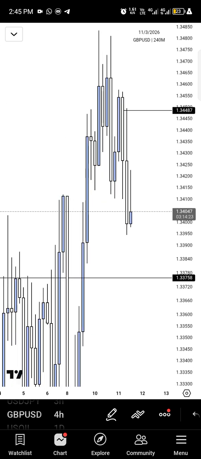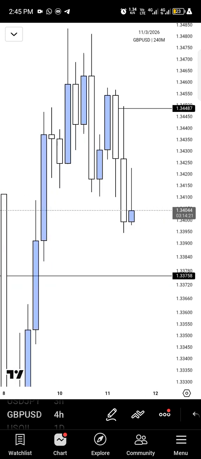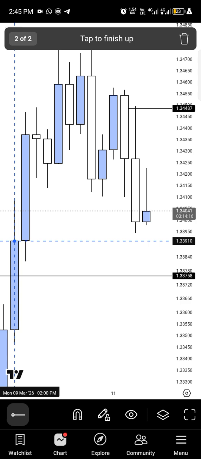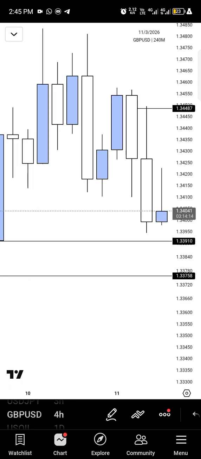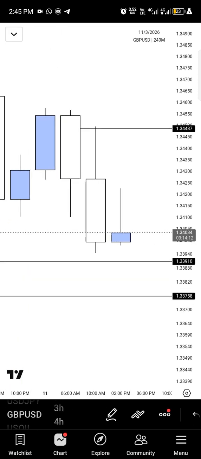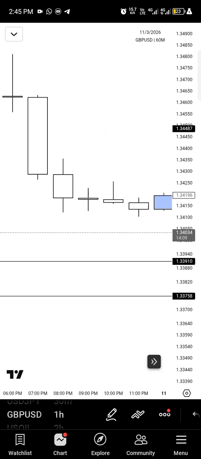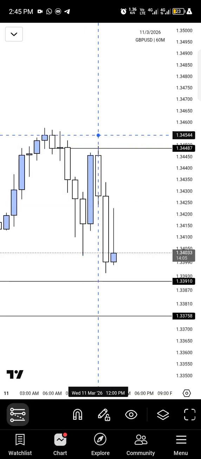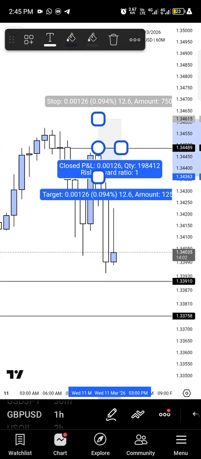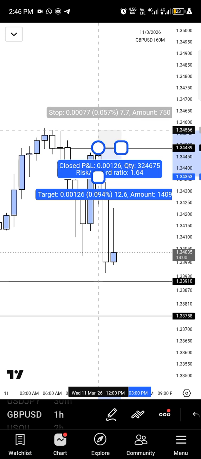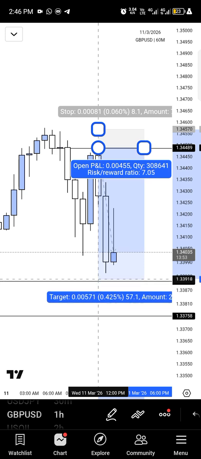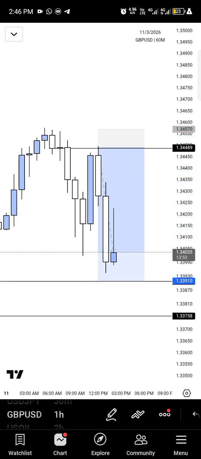But initially my target was this particular level. This opposing key level, that was where I was targeting, and I was coming from this particular 1-hour time frame. Entry was just here at this level, and then the stop loss would be just above, 8 pips. It was an 8 pip stop loss, and then my take profit would just be here, like 1 to 7, 1 to 7.